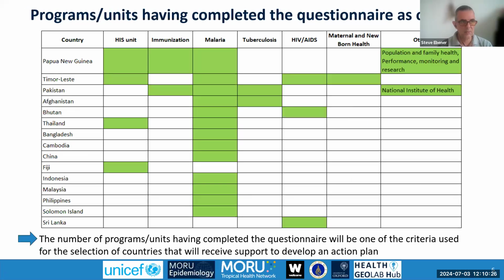For information as well, here is where we stand as of today regarding the questionnaires completed by countries from Asia Pacific. Around 13 countries, for which we have at least one program or unit within the MOH who has completed the questionnaire. The countries at the top here are those currently having the highest probability to be selected for the support mentioned earlier, in case they would like to do so. But of course, there is still 1.5 weeks remaining to potentially change this list. So please don't hesitate to do this.